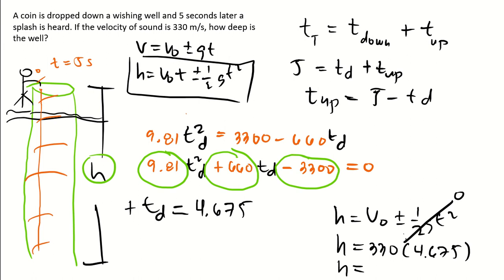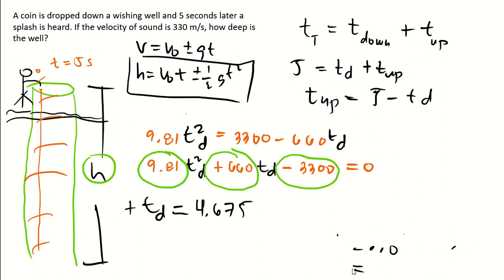Teka lang, mali yata ako. TD pala yan. Ba't sabi ko parang ang laki? Ang bagal naman yata ng sound. Mali. Okay, pero alam niyo yung formula. Yun na yung formula. Wait lang. TD pala yan. So, kunin muna natin ang T up. Therefore, T up is equivalent to 5 minus 4.675.